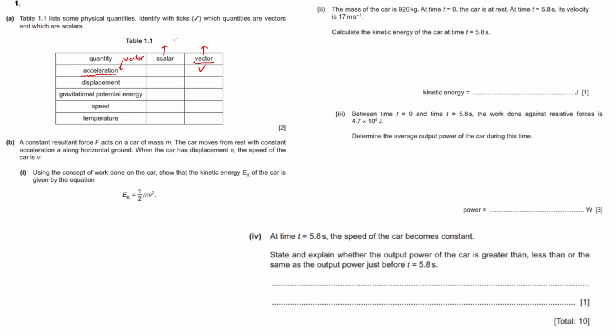Acceleration is a vector, mainly because a scalar is simply just a number, right? And a vector is a number as well as a direction. And acceleration can be positive or negative, so there is a direction. For example, if we have a box here, we can be accelerating forward or accelerating backwards.